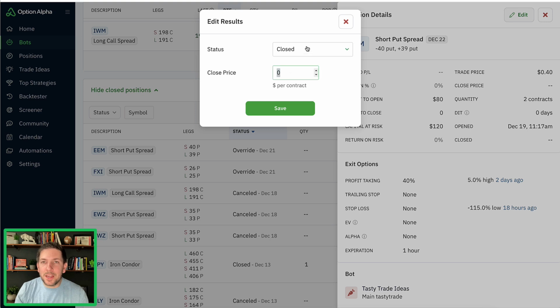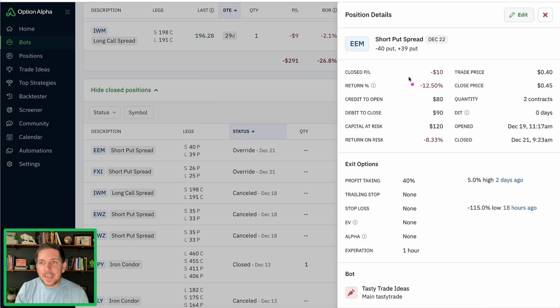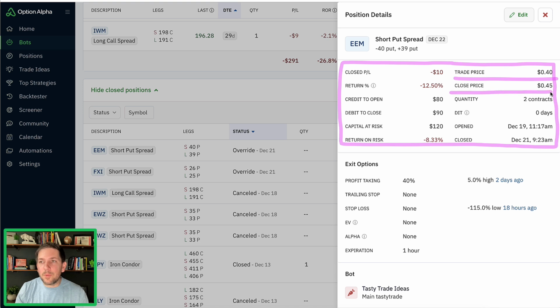So you want to put in here that you closed the position for a closing price of 0.45. So that's what you closed the contracts for. And if I hit save there, then you can see that everything now gets totaled up for our total return on this position, our trade price, our closing price, and then the two contracts get totaled here in the total P&L. So everything gets factored in automatically for the number of contracts that you have.